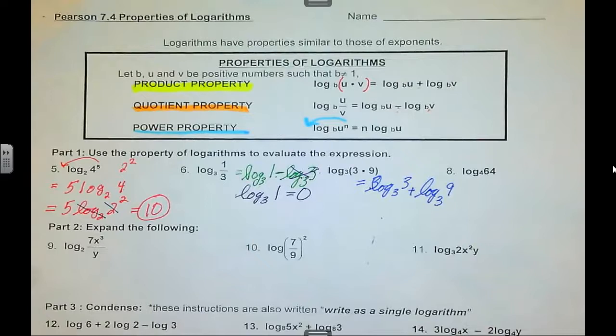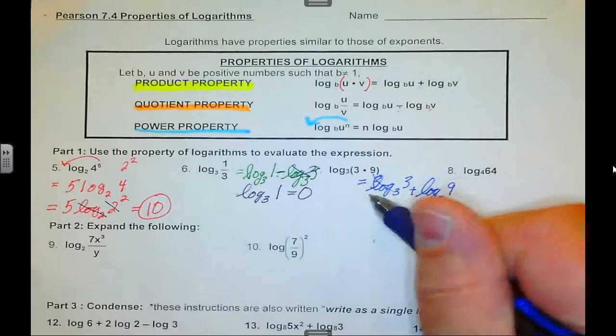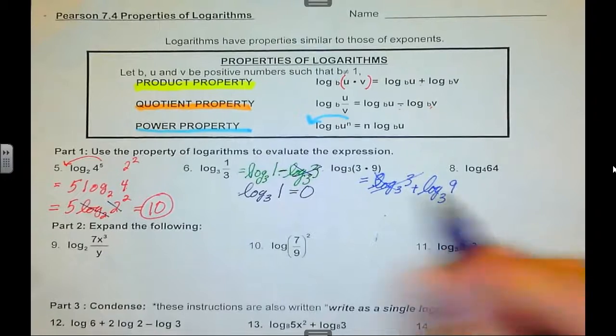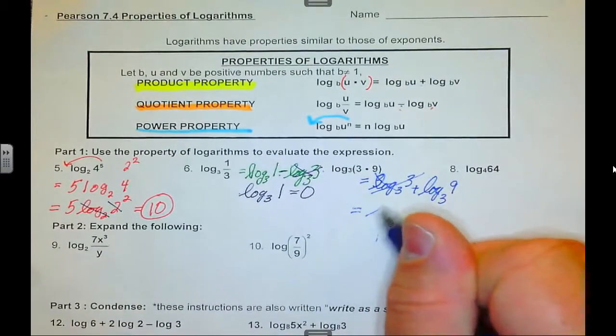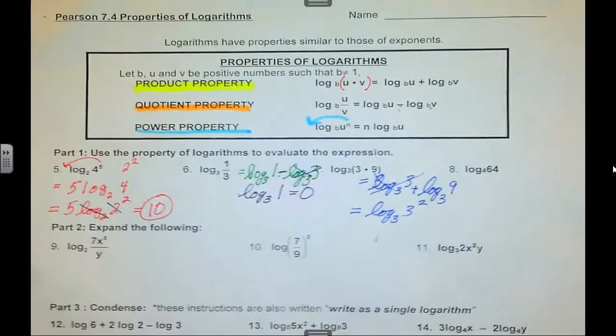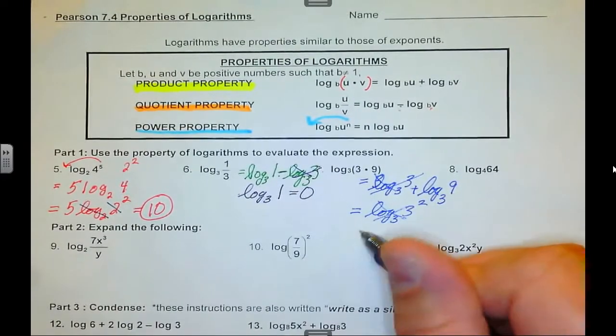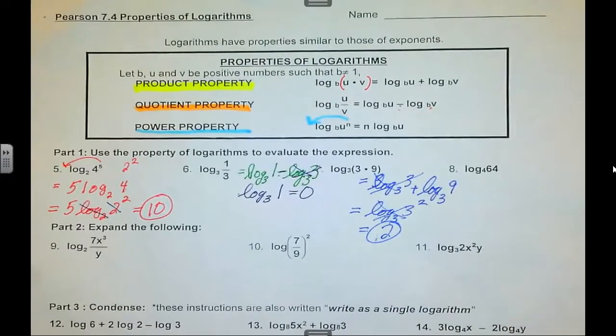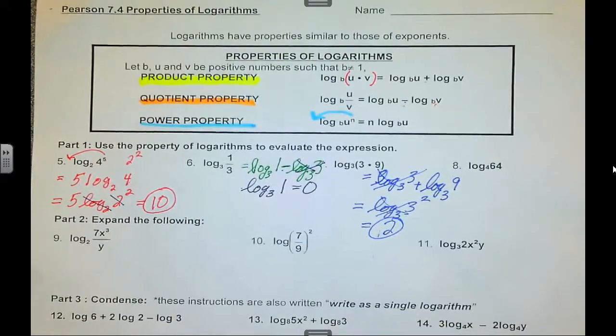Yeah, I mean, when you do enough of these, you're not going to write down every step. Because this one cancels out, you probably wouldn't even write that one. This one you're going to rewrite log base 3 of 3 squared, right? These cancel out, so this equals 2. And like I said, when you do enough of these, you're not going to write every step.